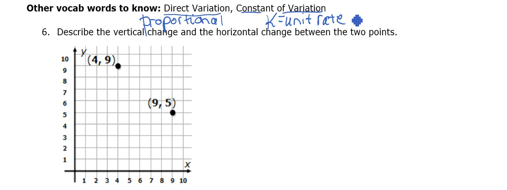Describe the vertical change and the horizontal change between the 2 points. So looking at my vertical change, I always read my graph from left to right. So I should see that if this were a line, okay, so a linear relationship, I should see that my line is decreasing. So my vertical change is decreasing by 1, 2, 3, 4. So my vertical change would be -4. And my horizontal change, 1, 2, 3, 4, 5.